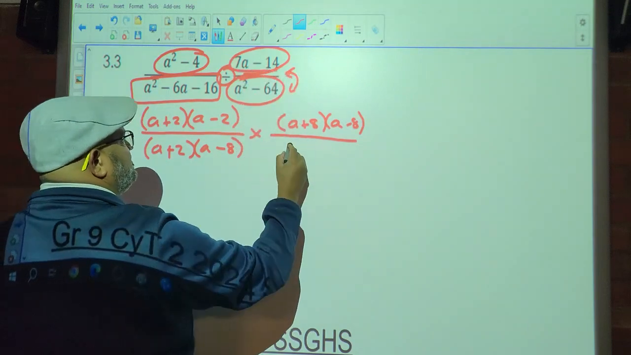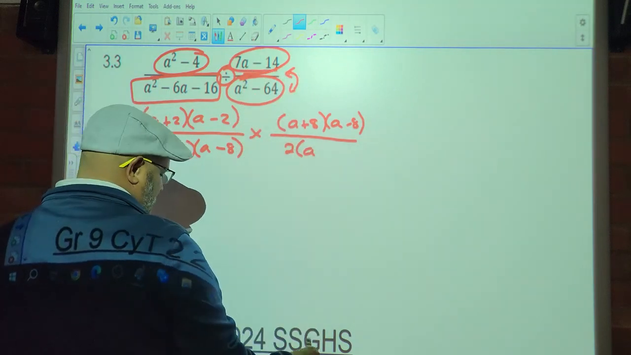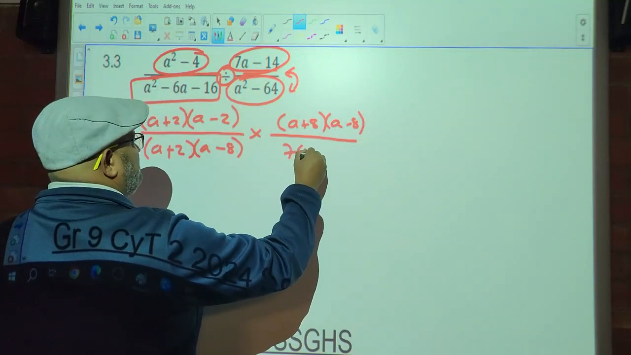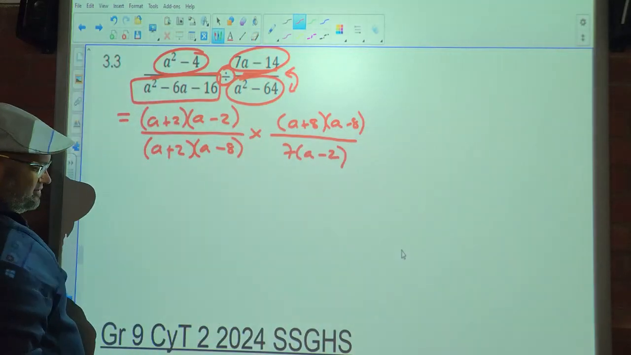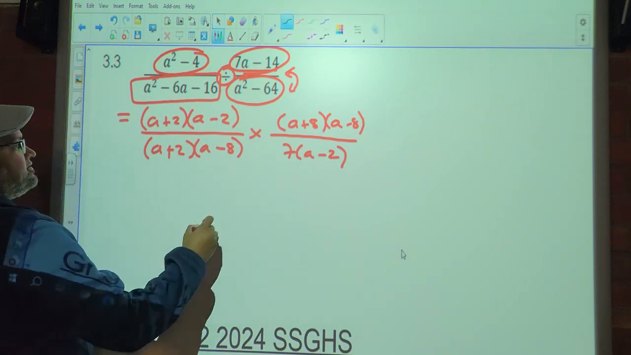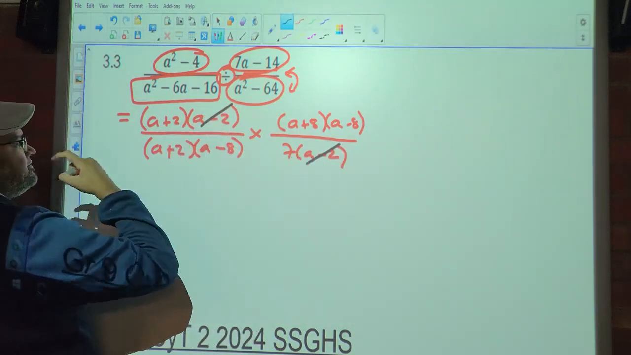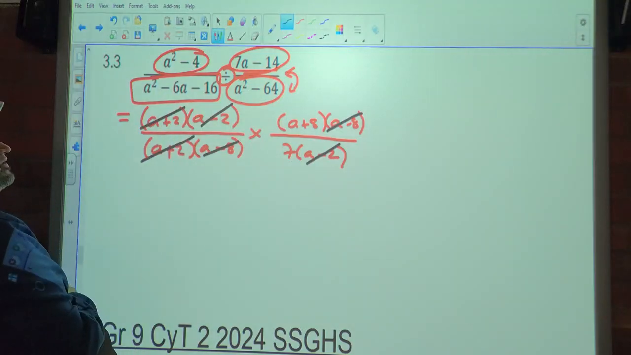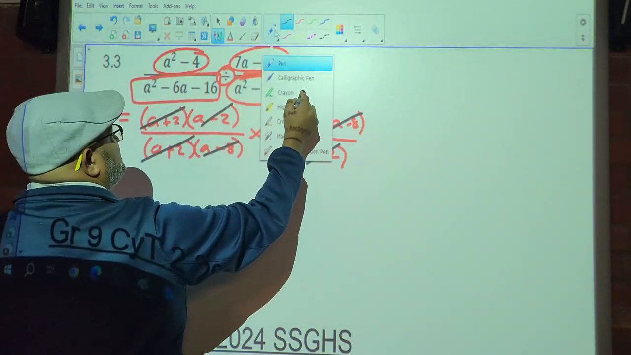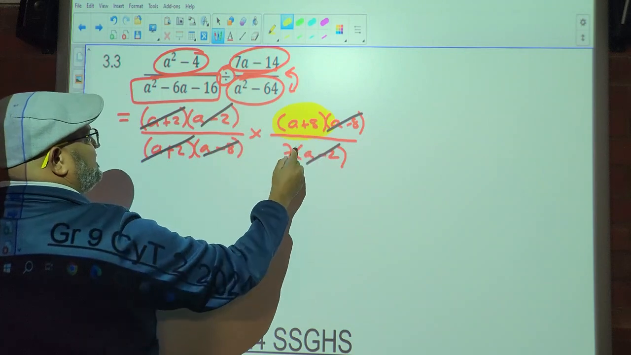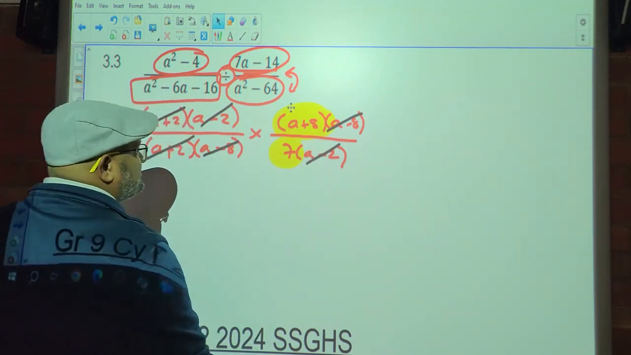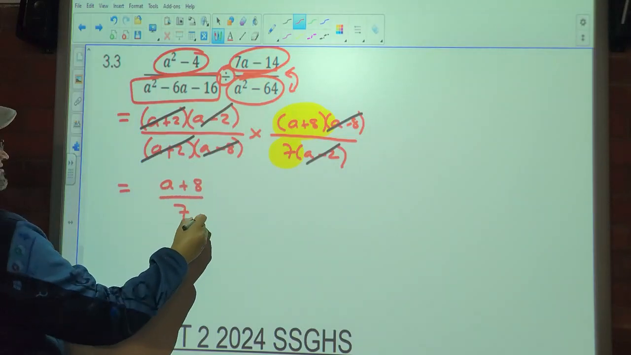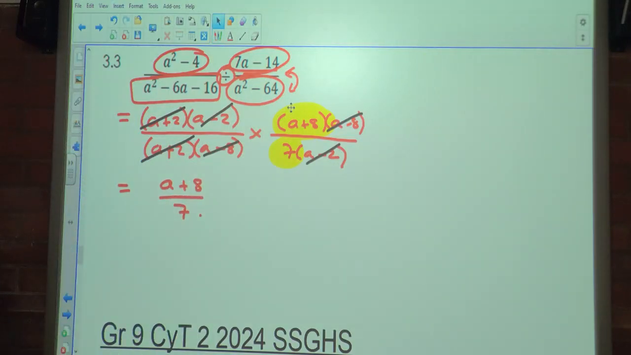Common factor of 2, 7. So it's a minus 2. So a minus 2 cancels a minus 2. a minus 8 cancels a minus 8. a plus 2 cancels a plus 2. So what am I left with? On top a plus 8, at the bottom 7. So a plus 8 over 7.